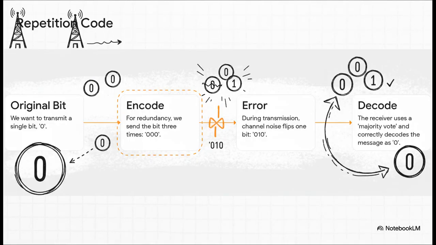So how on earth does that work? Well, here's a really simple way to think about it, called the repetition code. Let's say we want to send a 0. Instead of sending it just once, we send it 3 times: 0, 0, 0. Now, if noise flips one of those bits and the receiver gets 0, 1, 0, it just takes a majority vote. It sees 2 zeros and 1 one, so it knows the original message was almost certainly a 0. Pretty simple, but incredibly powerful.